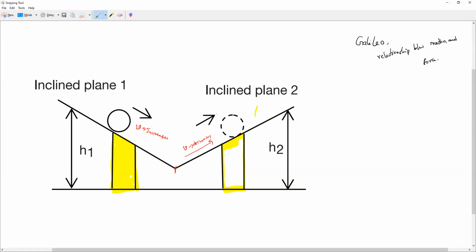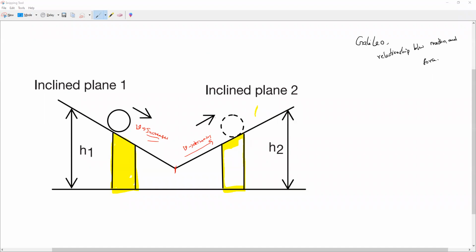So the velocity of the body increases when it rolls down an inclined plane, and it decreases when the body rolls up the plane. Coming down, it increases, and going up, it will be decreasing. Clear, everyone? With this point, all of you please respond.